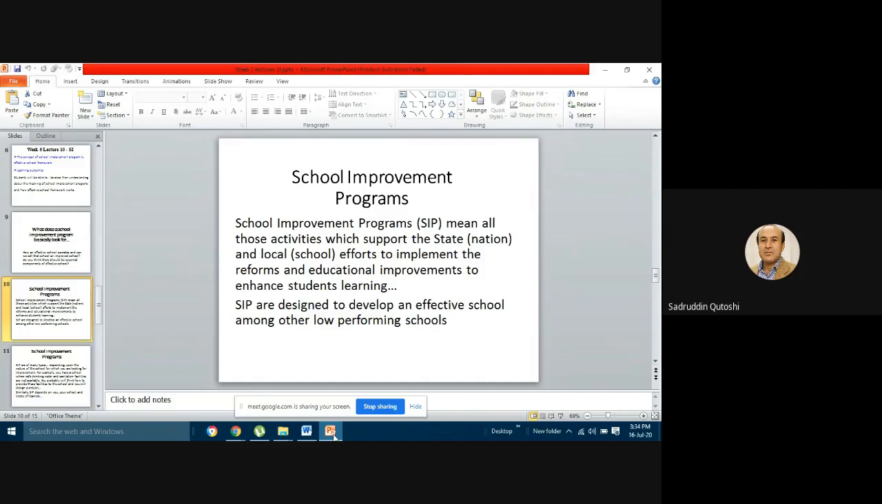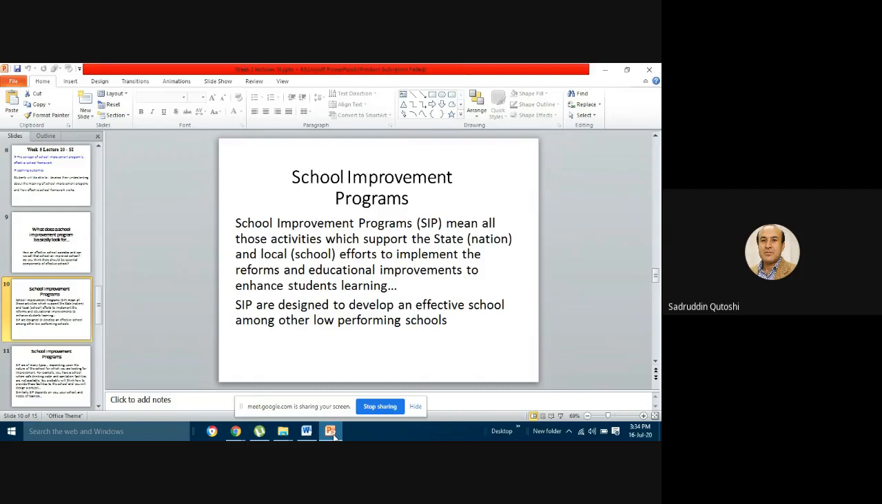What kind of education do you want to impart to the students? In the light of that particular interest, you need to come up with a set of activities which must support not only your local needs, but also must be linked with the national education policy. So these sets of programs, these sets of activities are known as the school improvement program.